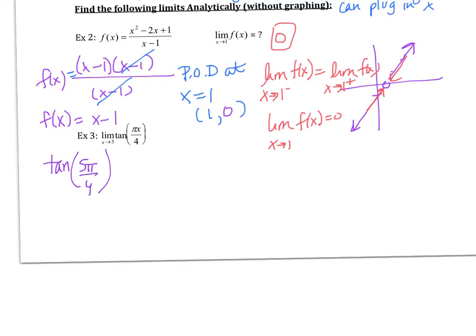Since this function is defined at this value, then to find the limit as x approaches 5, all we have to do is directly plug in 5, and we can find out that this limit is equal to 1.